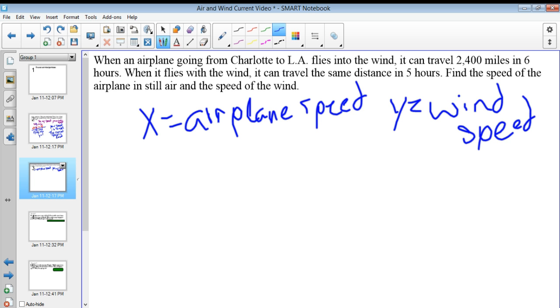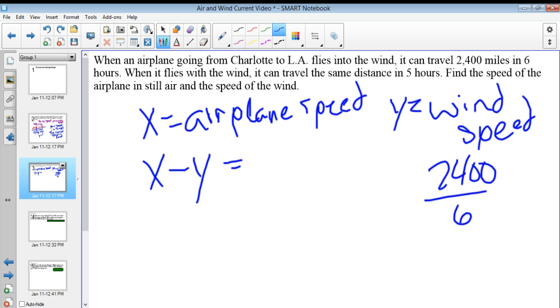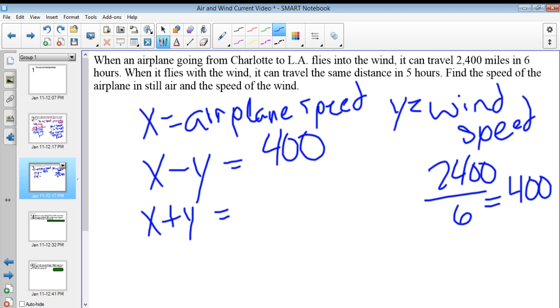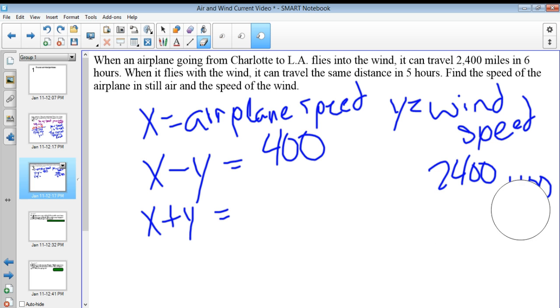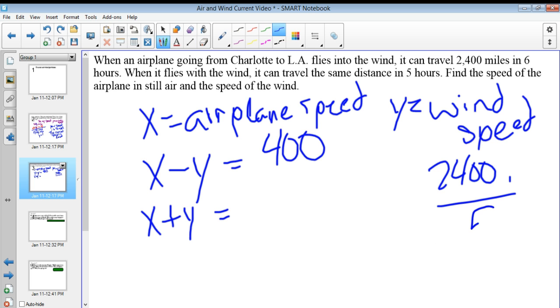And if I'm going to be traveling into the wind, that's going to be an x minus y. My speed minus the wind speed is going to be equal to 2,400 divided by 6, which is 400 miles per hour. If I'm flying with the wind, it's going to take me 5 hours, so I'm shaving off a whole hour there. That means x plus y is equal to 2,400 divided by 5, which is equal to 480 miles per hour.